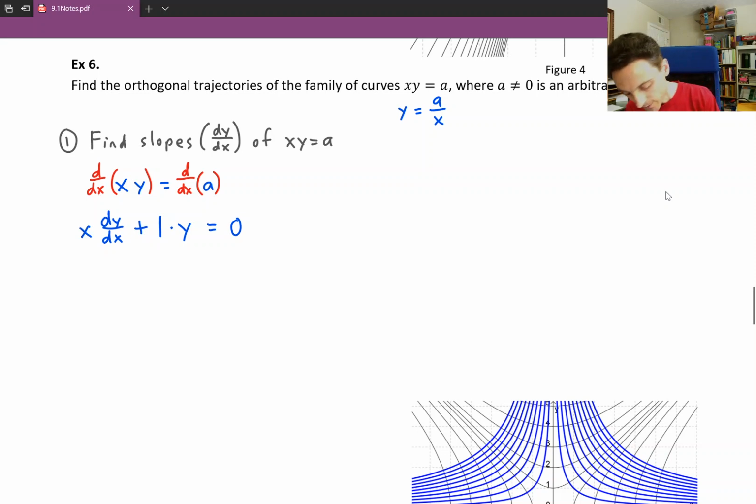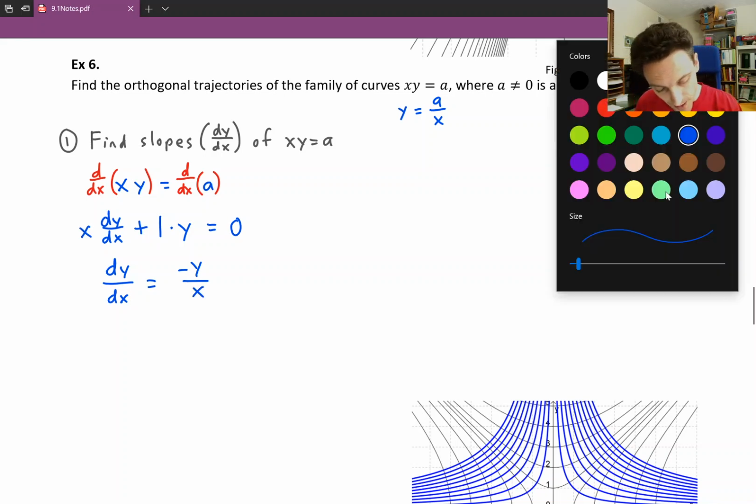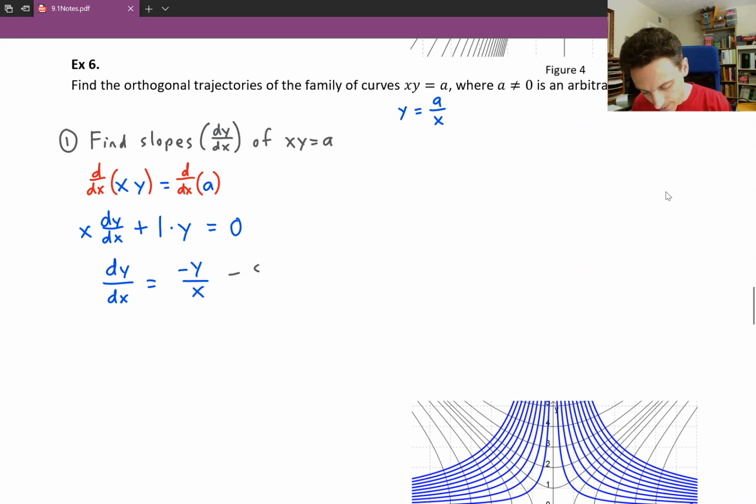Let's go ahead and solve for dy/dx. If we subtract the y over and divide by x, we're going to get dy/dx equals negative y over x. So these are the slopes of xy equals a. So given any point on the plane, given any xy pair, we know exactly what the slope of the curve that goes through that point is.